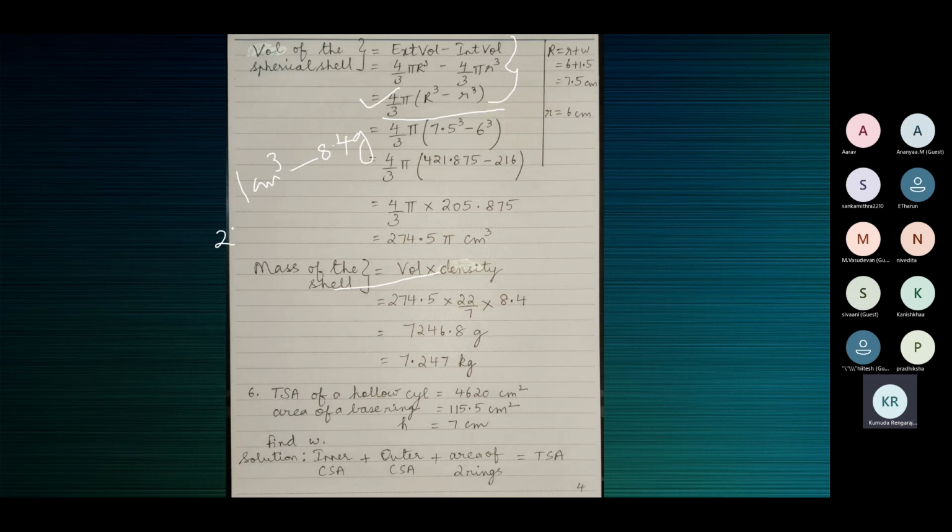274.5 centimeter cube. Pi, no? Okay, pi centimeter cube. How many grams? 1 centimeter cube has a mass of 8.4 grams. 274.5 pi centimeter cube has a mass of how many grams?